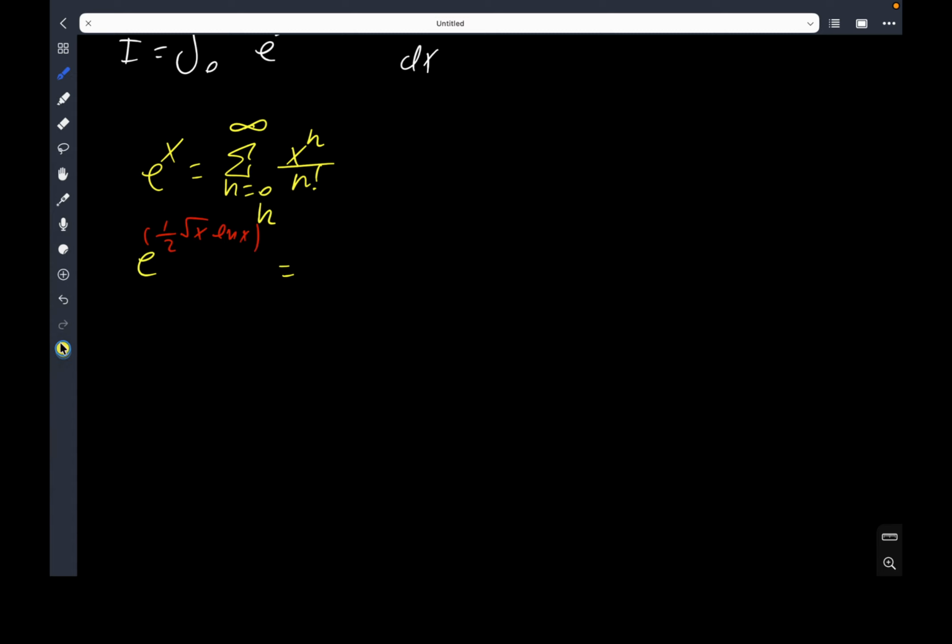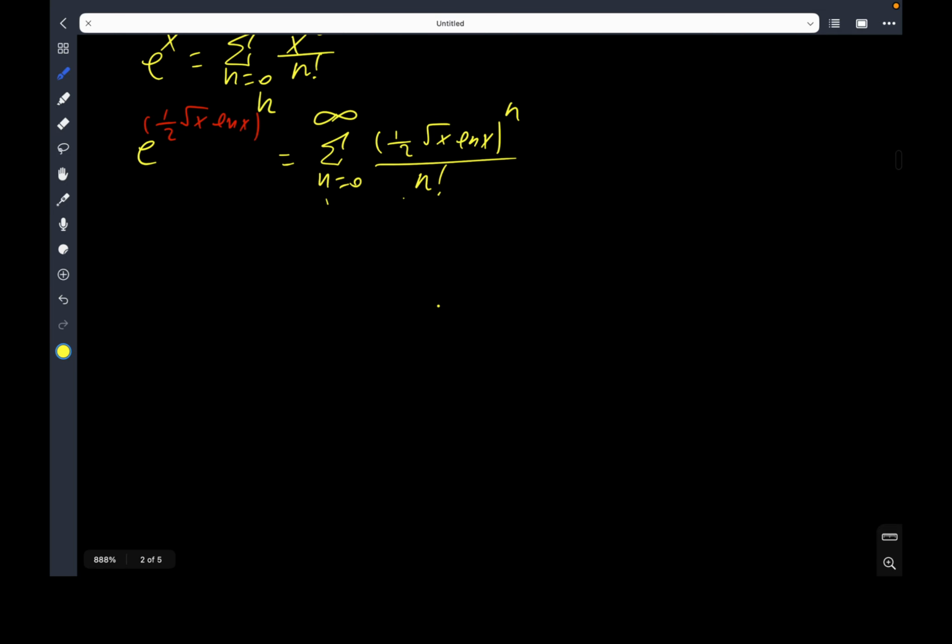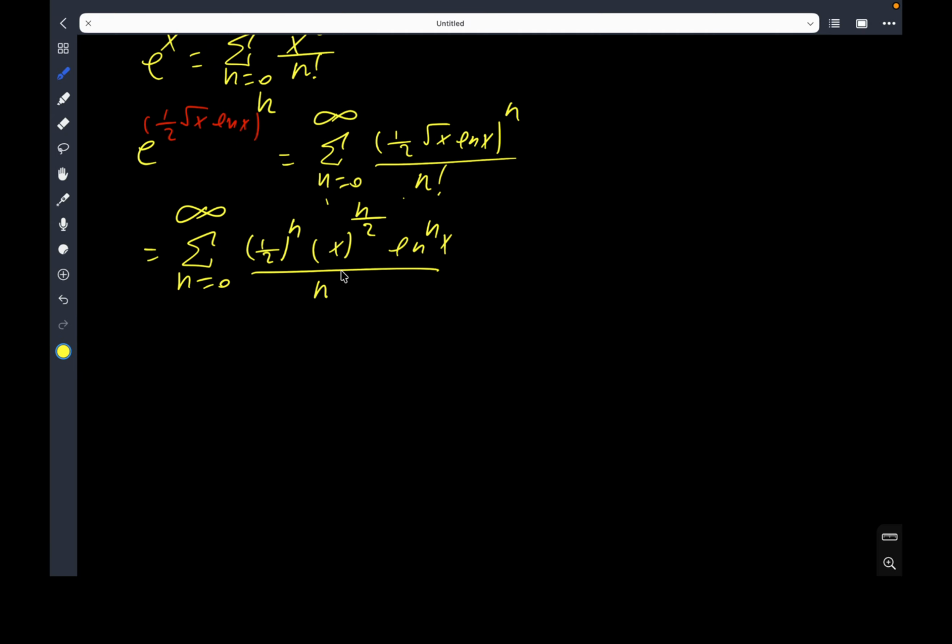I'm going to be getting the infinite sum from 0 to infinity of half root x ln x to the power of n over n factorial, which means that it's actually going to be the infinite sum from 0 to infinity of half to the n times x to the n over 2 times ln to the n x over n factorial.